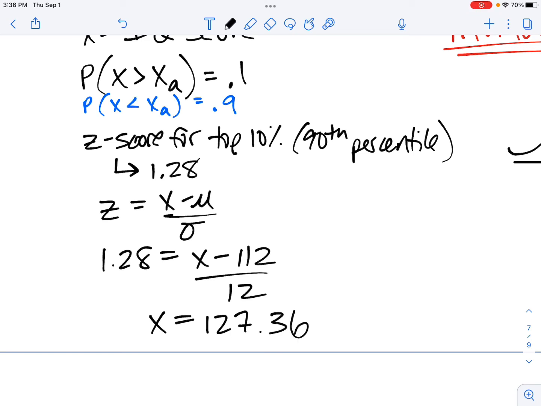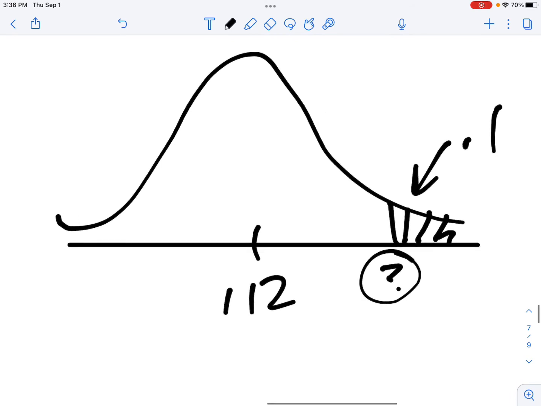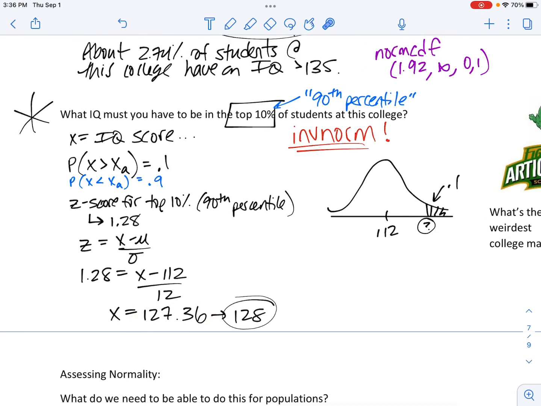I do not think that you can get a decimal IQ score. So to be in the top 10%, we can't truncate this and round it down to 127 because you have to have a score better than 127 to be in the top 10%. So we need to round this to 128. That happens to be the IQ score that cuts off the top 10%. Again, if you cut off 127, that'll be a little bit shy of top 10% here. So we have to round that number up to be within the top 10%. I don't think you can get a decimal IQ score.